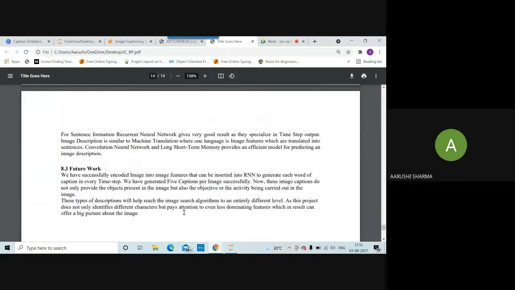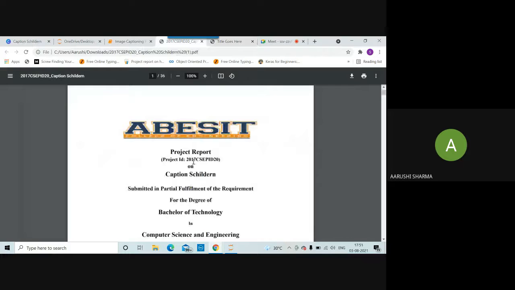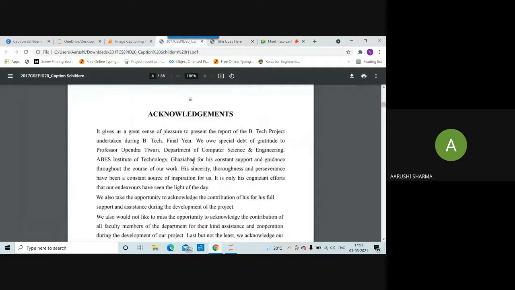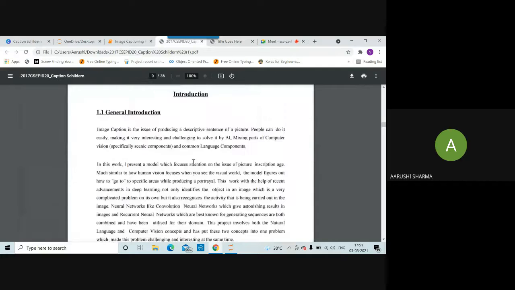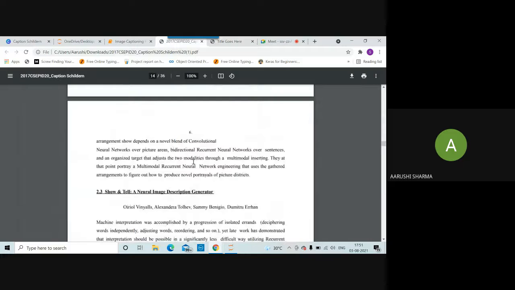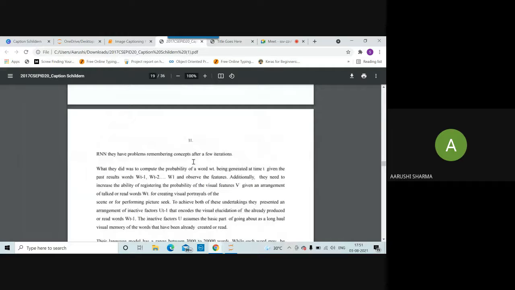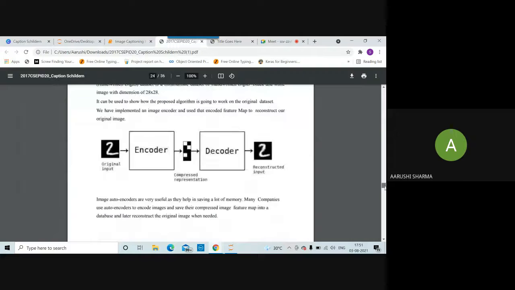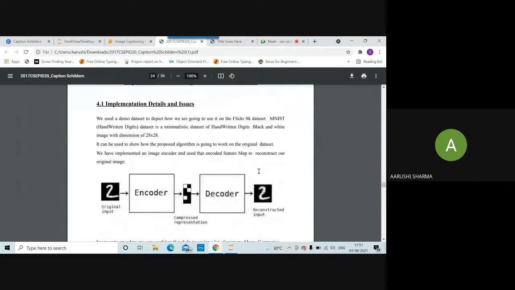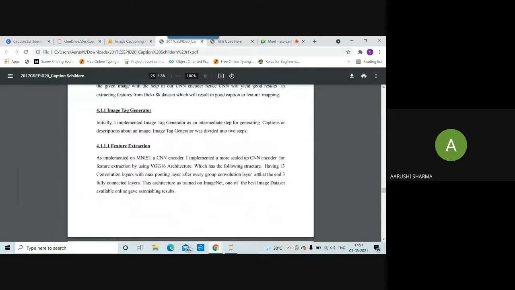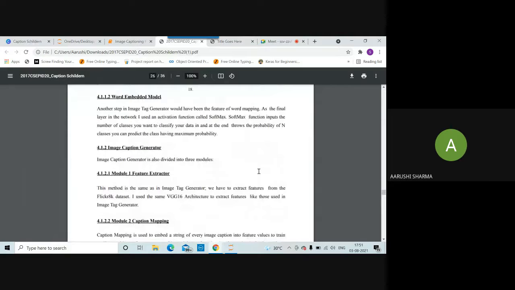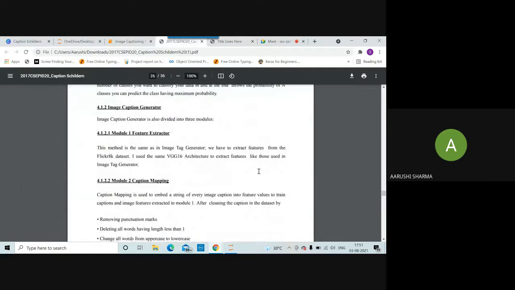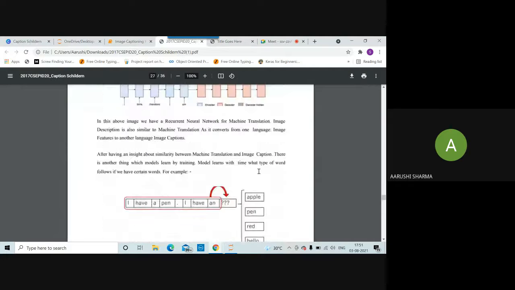We have also made the project report of our project. It is somewhat similar to the research paper that we have written. So we have included the introduction part. We have also mentioned here some detailed implementation of our project. We have also explained what LSTM is, how LSTM is used and how we are using it in our project, and what a convolutional neural network is, how it works, and how we are using that principle in our project. So this is all we have explained in our project report.